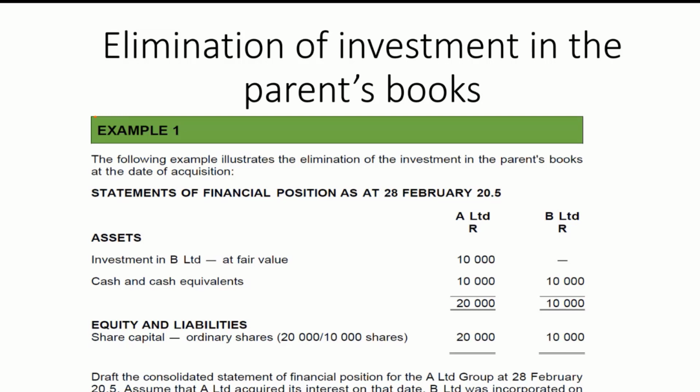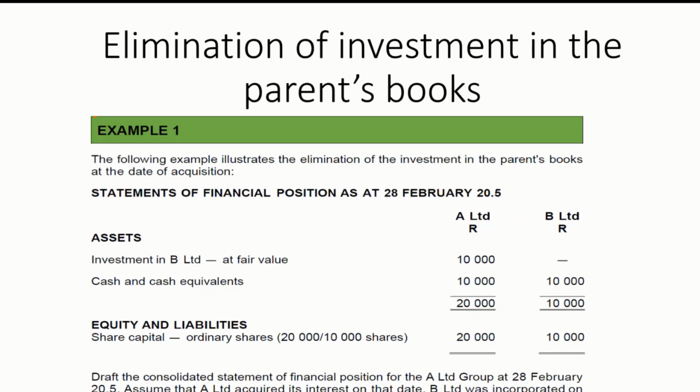Then the second step, we know that there are certain things that have to be eliminated. What are the things that need to be eliminated? The investment in B Limited has to be eliminated. Yes. So then we add what? A negative 10,000. So if I add 10,000 and negative 10,000, it gives me what? 0. Then I also know that the 10,000 of B's share capital here needs to be eliminated.